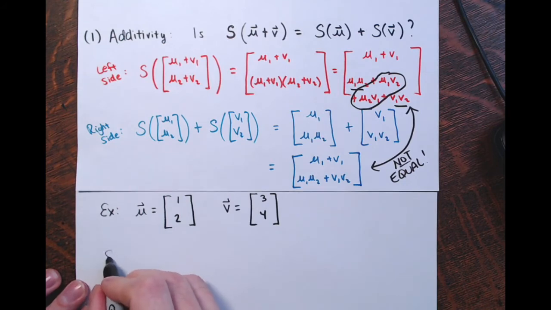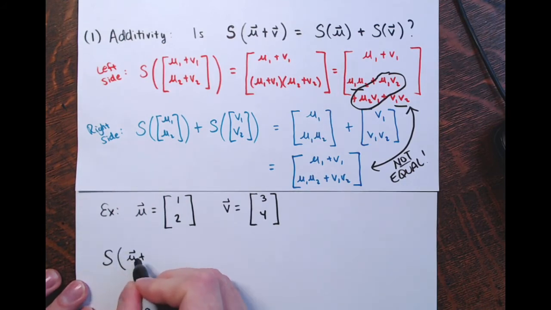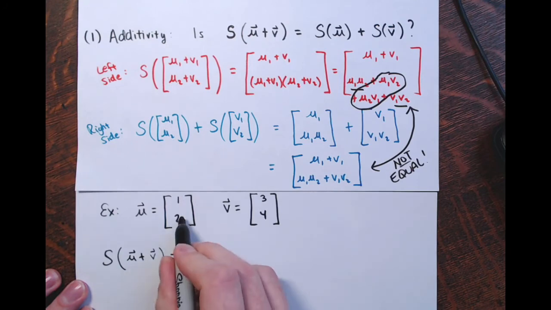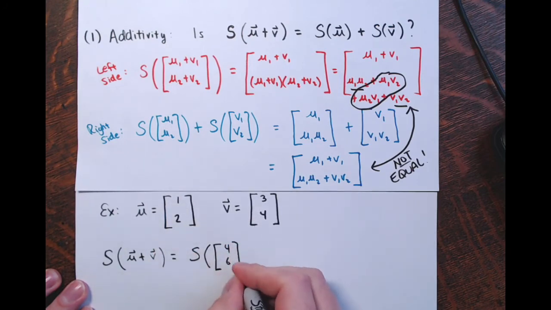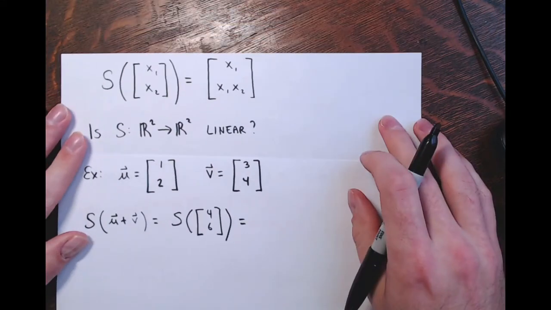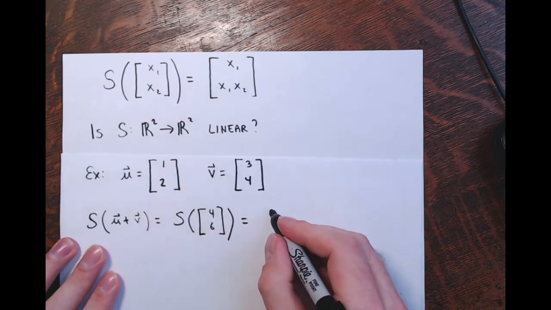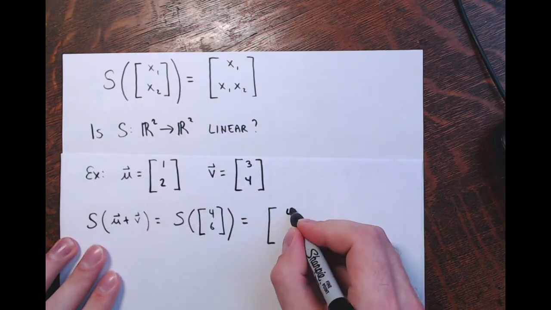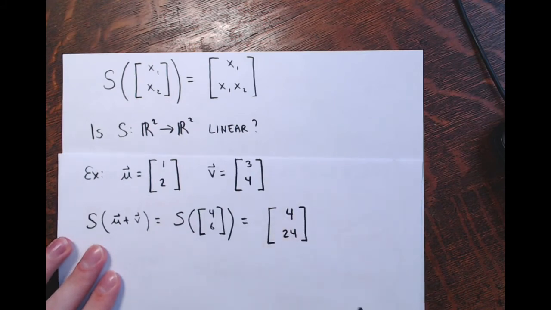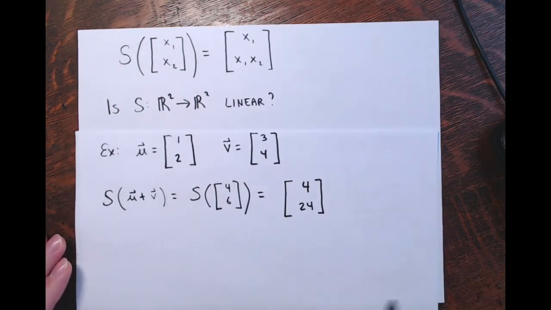Well, S of u plus v, the left side, would be S of, and this is adding the vectors first, so I'd have the vector 4, 6. And if I apply this rule to the vector 4, 6, I get first component 4, second component would be 4 times 6, 24. All right, so that's what I get with S of u plus v there.